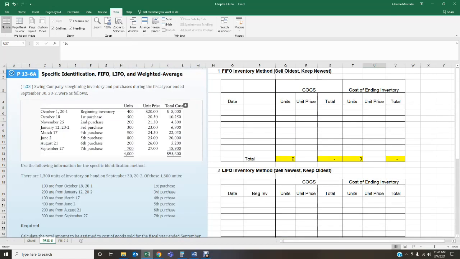So there's a lot of information in problem 13-6. They're asking us to calculate the specific identification, FIFO, LIFO, and weighted average. All four different inventory methods are going to be calculated in this problem. So yes, it's going to be long, okay? So let's go over the data presented in the problem, and then I'll explain a little bit of the setup that I did to produce the solution for this problem.